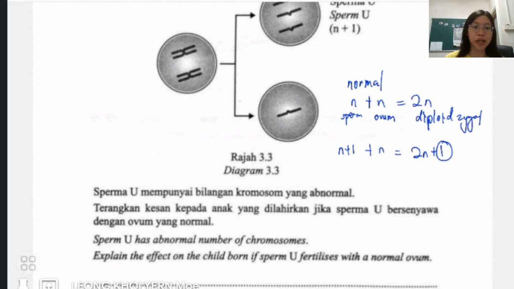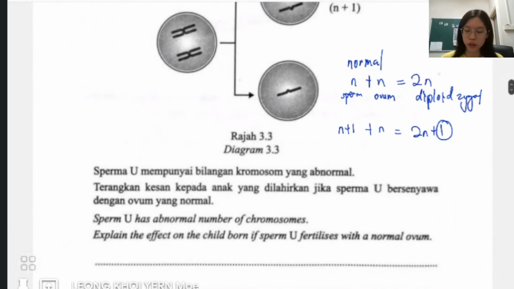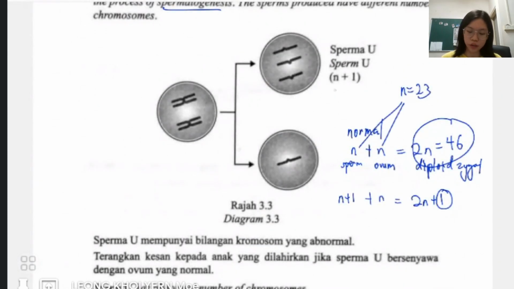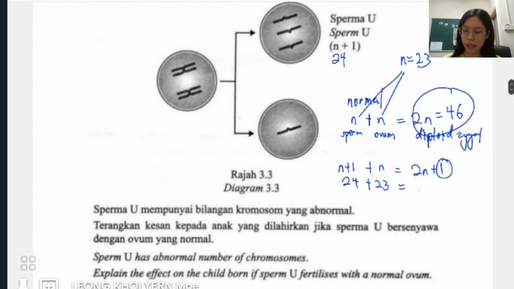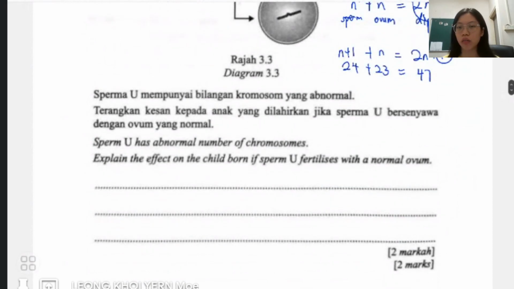So what is actually the effect? In a normal situation, for us humans, our somatic cell has 46 chromosomes, which is 2N equal to 46. So N, each of the gametes, has 23. But this one has 24 chromosomes. So 24 chromosomes plus a normal ovum that has 23 chromosomes, you produce 47, which is one extra chromosome. So the effect on the child born if sperm U fertilized with a normal ovum: basically the child will be born with a genetic disease because it has an abnormal number of chromosomes.